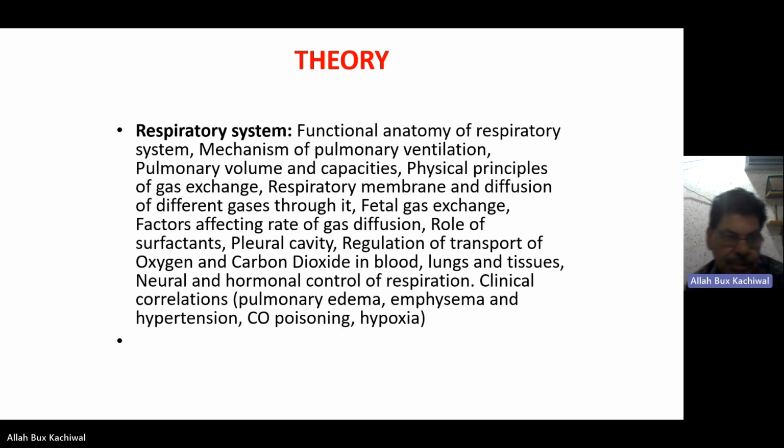The next chapter which we will discuss will be the respiratory system: the functional anatomy of the respiratory system, mechanism of pulmonary ventilation, pulmonary volumes and capacities, physical principles of gas exchange, respiratory membrane and the diffusion of different gases through it, fetal gas exchange, factors affecting rate of gas diffusion, role of surfactant and pleural cavity, regulation of transport of oxygen and carbon dioxide in blood, lungs and tissues, neural and hormonal control of respiration, clinical correlation of pulmonary edema, emphysema, hypertension, carbon monoxide poisoning, and hypoxia.